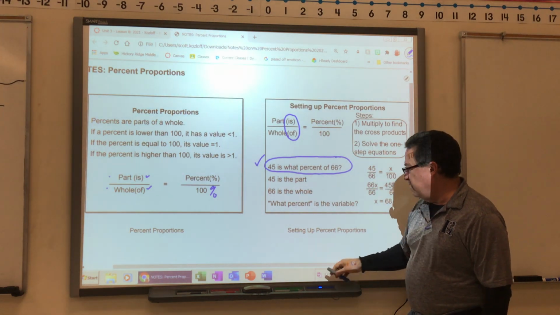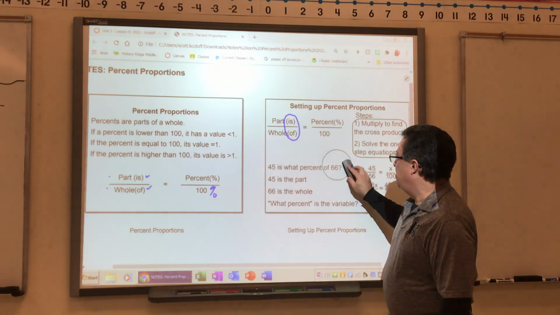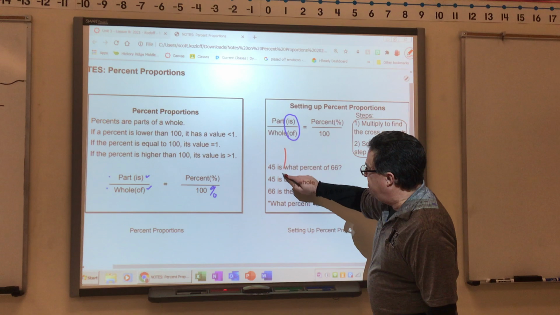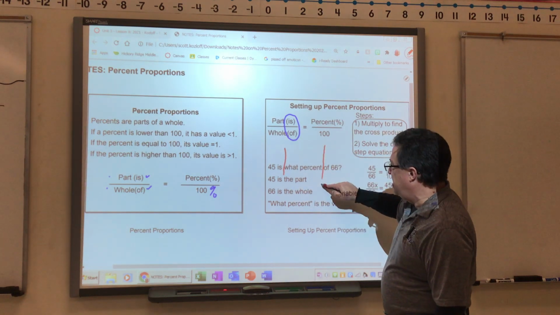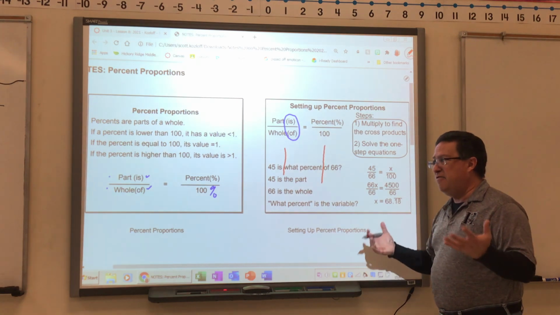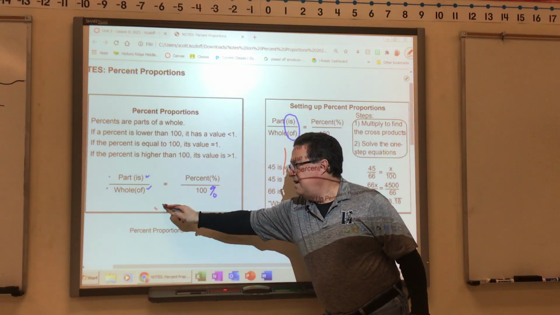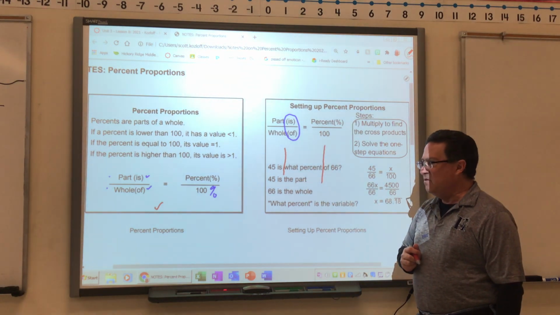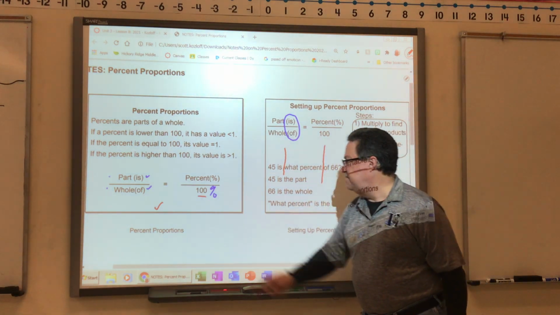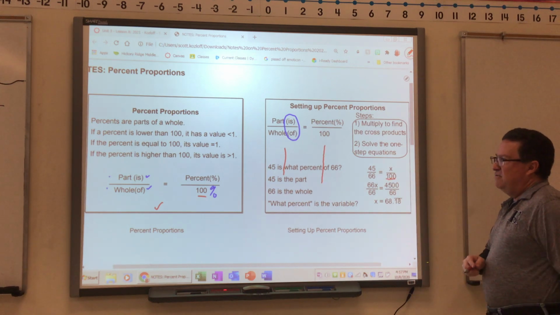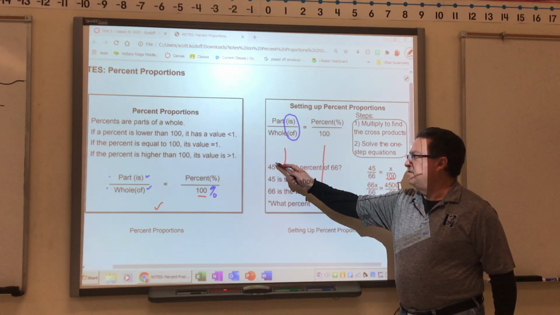Okay? So here's what I want you to be able to do. I want you to break this down into three parts. 45 is what percent of 66? Those are the other three numbers you're going to use in your actual setup of your proportion. You already know a 100 goes in the bottom right corner, and there's the 100. Okay? So now you're going to look at these three parts.